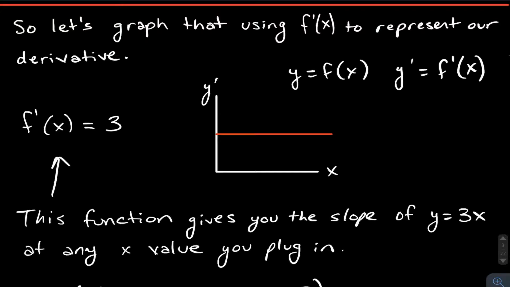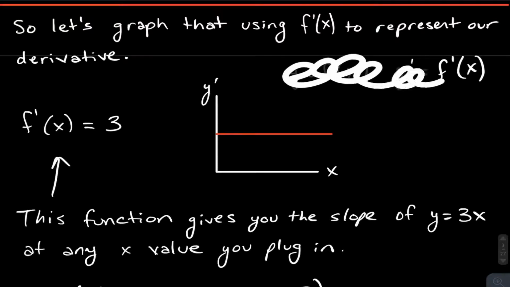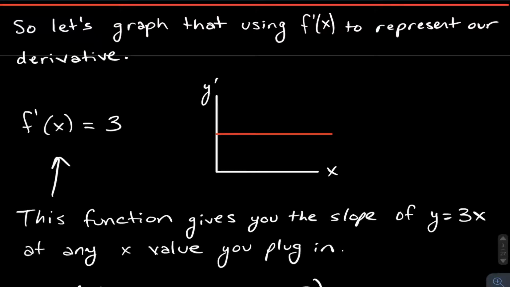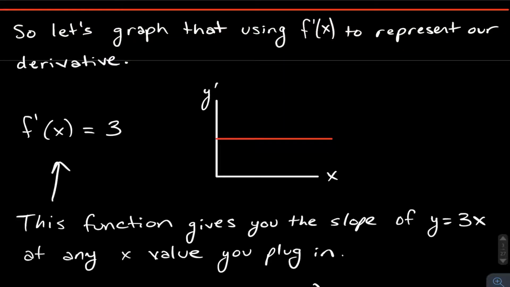Okay, so we're just going to write a prime to represent the derivative function. We're going to graph this equation right here, f prime of x equals 3. So we have this graphed right here. That's basically y equals 3.